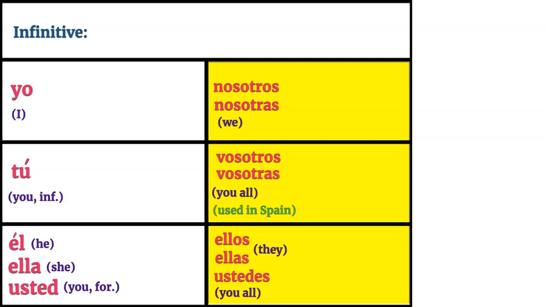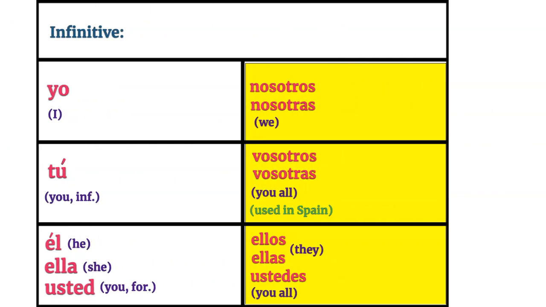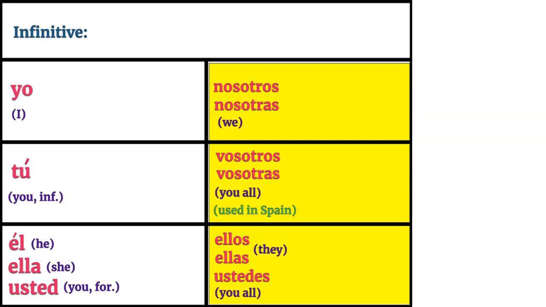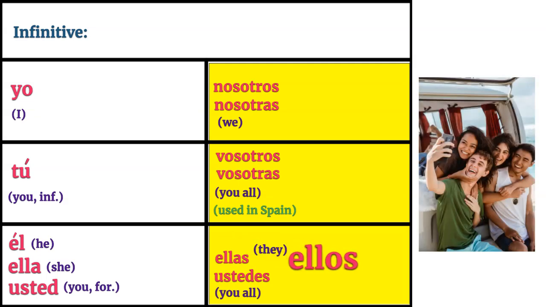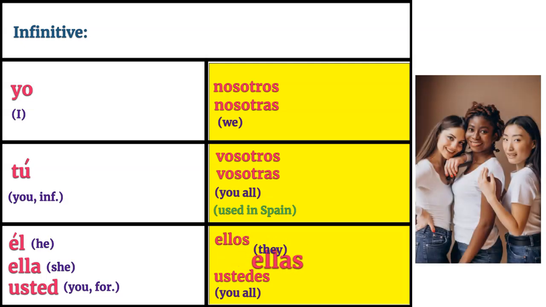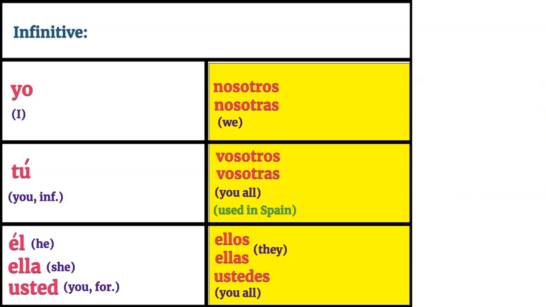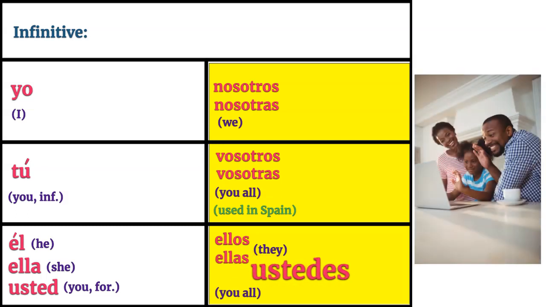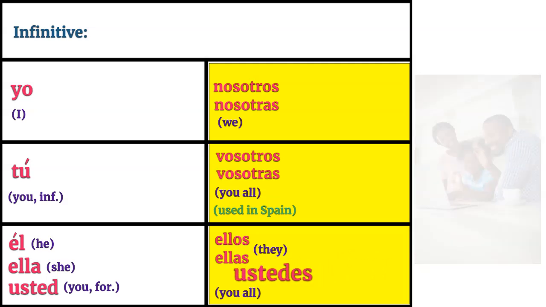Our last spot on the chart goes to ellos, meaning they when the group contains at least one male, ellas, meaning they when the group is made up of all females, and ustedes, which is how we usually say you all when speaking directly to two or more people in the Americas.